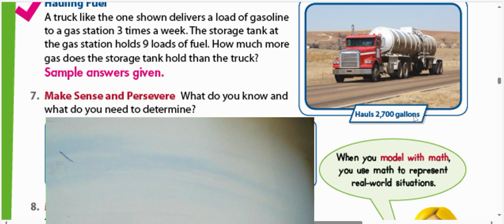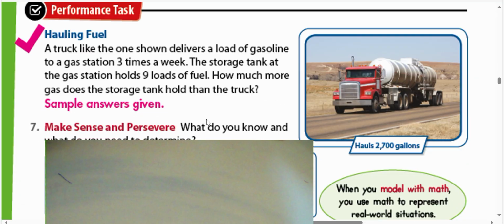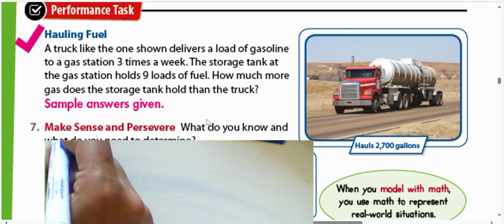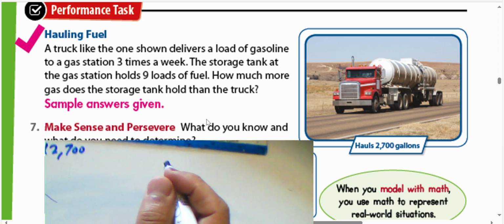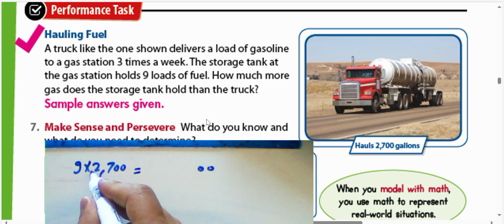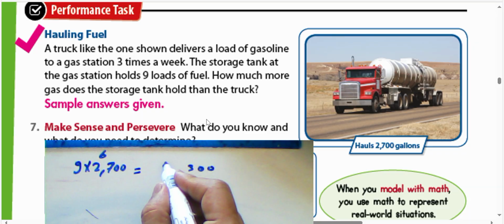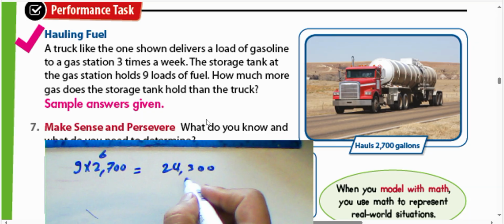2,700 gallons, 3 times a week, and the storage tank at the gas station holds 9 loads of fuel. We want to find the difference between two numbers. We can find the result here by the product: 9 times the number 2,700. Product by 9: 9 times 7 equals 63. Write 3 and carry 6. 9 times 0 plus 6 equals 6... and the result will be 24,300.